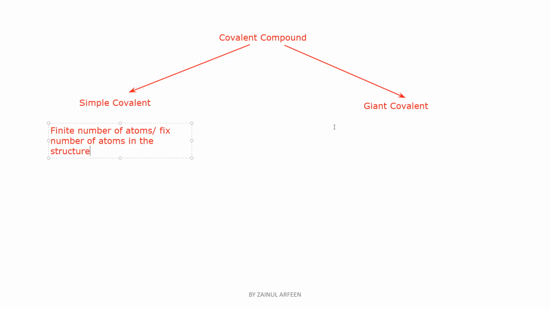But when we have an infinite number of atoms, or an uncountable number of atoms in the structure, we call that a giant covalent substance.